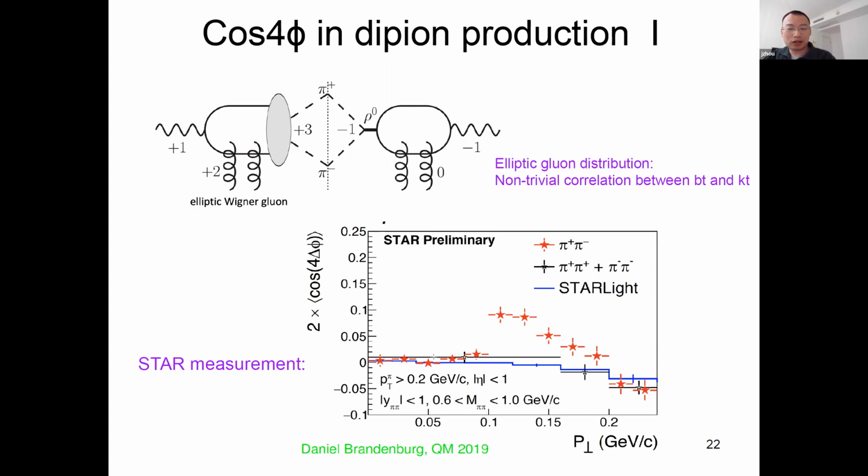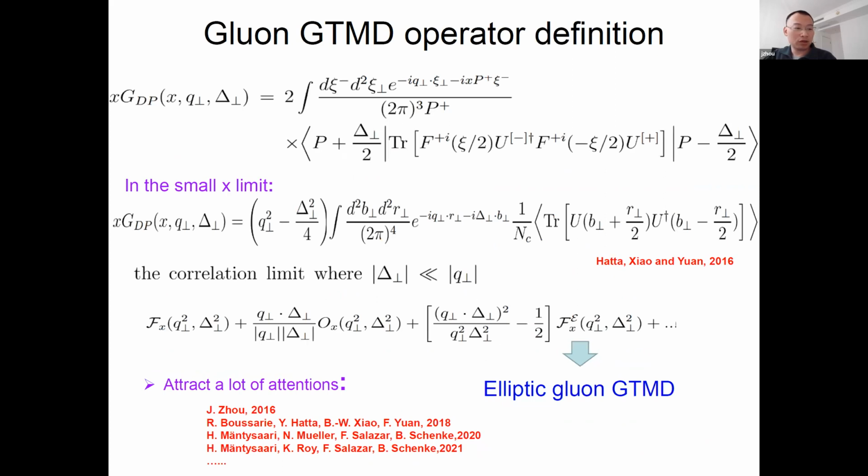Actually, this cosine 4 phi azimuthal asymmetry has been measured by the STAR collaboration. So it's quite sizable here. So how can a color neutral exchange effectively carry 2 units of angular momentum? In small x language, such color neutral exchange is known as the elliptic gluon distribution. So here, this is how the elliptic distribution is defined.